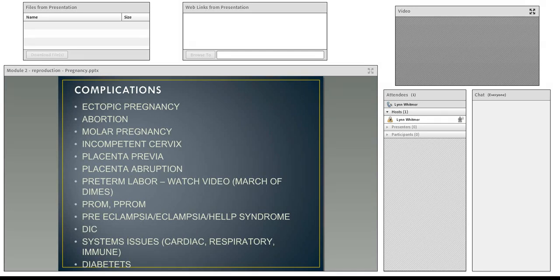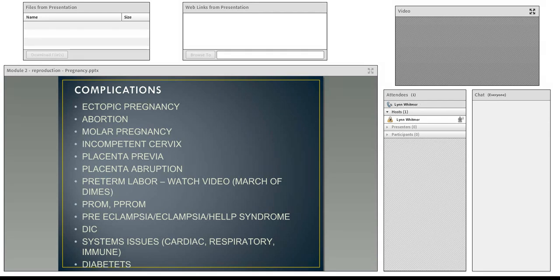Some of the complications of pregnancy, we've already talked a little bit about ectopic. Ectopic, of course, happens when there's been scarring in the tubes, and that can be because of a chlamydial or gonorrheal infection or any other STI. Again, we treat ectopics either chemically or surgically. Chemically with methotrexate if it's early enough. Surgically where we actually remove the pregnancy and the tube.